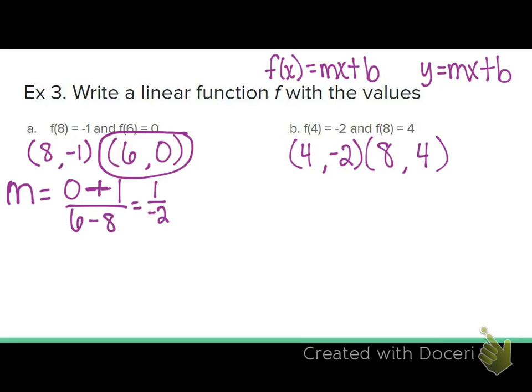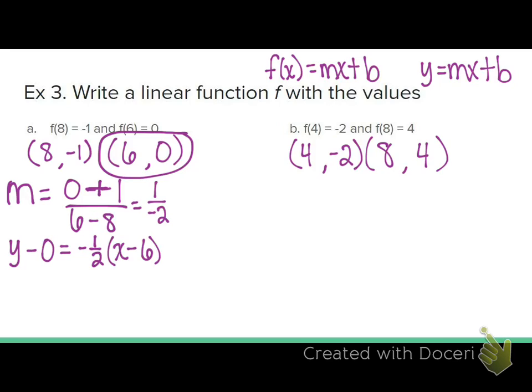So when I plug into point slope form, I would have y minus what? 0 equals negative 1/2 parentheses x minus what? 6. I've got to use the 6 and not the 8 if I used the 0. I've got to stick with that point. That's why I like to circle it when I do that.